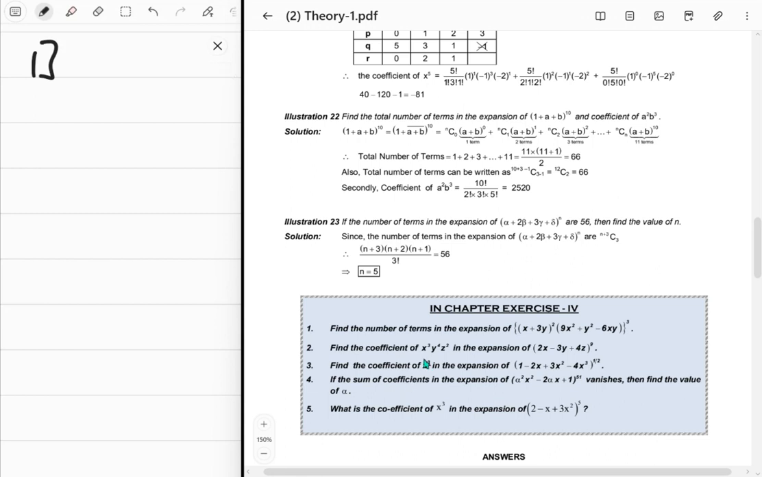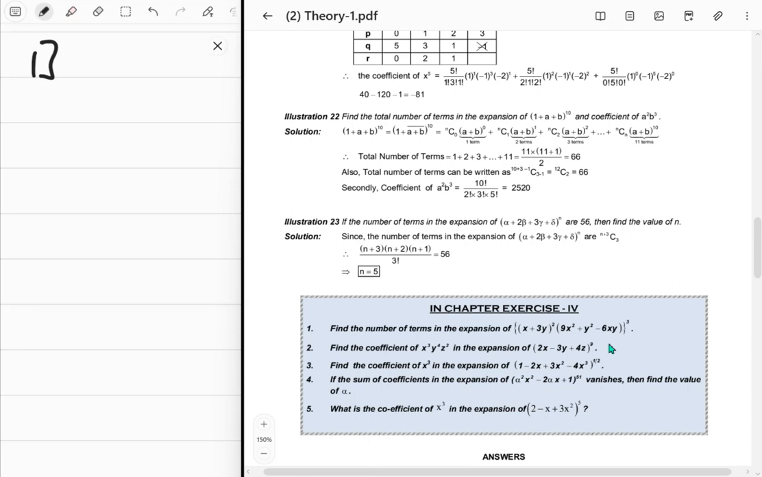First, find the number of terms in the expansion of this thing, x plus 3y to the power of 2, and then 9x squared plus y squared minus 6xy. But isn't that just the binomial theorem? Oh, it is the multinomial theorem. Okay, so the number of terms in the expansion of this, huh? Isn't this something like finding the degree of the polynomial? Right? Yeah, wait. That's how it is?